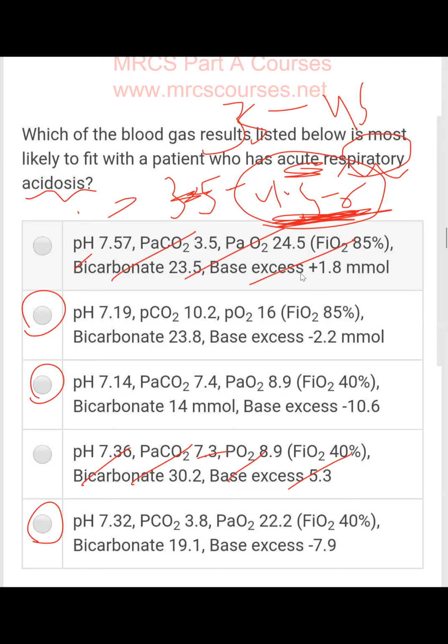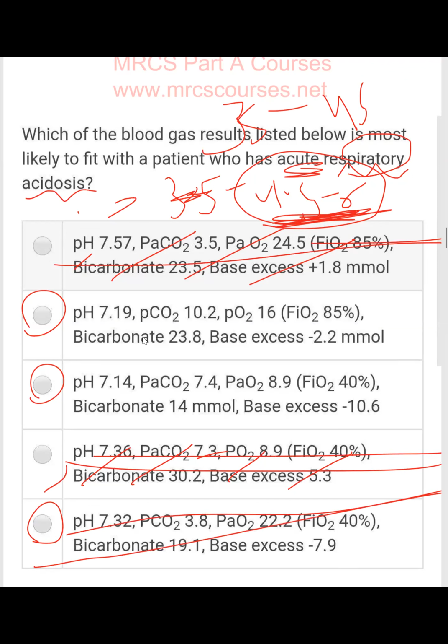It's high in the second and third option, so the fifth one is out. So this choice is not, and this is not, and this is not. So look at base excess and bicarbonate. Which one is normal? Because this is respiratory, no metabolic element.